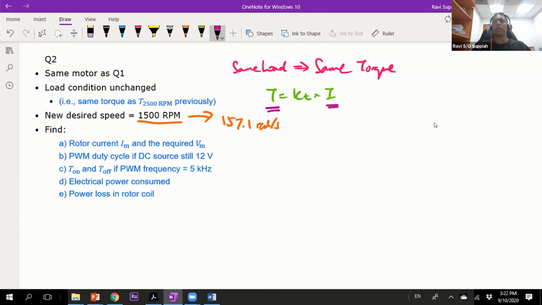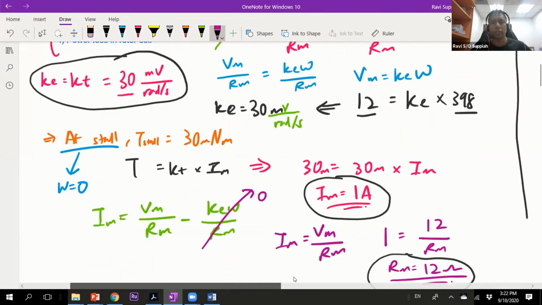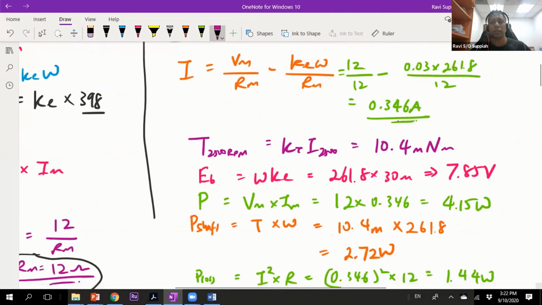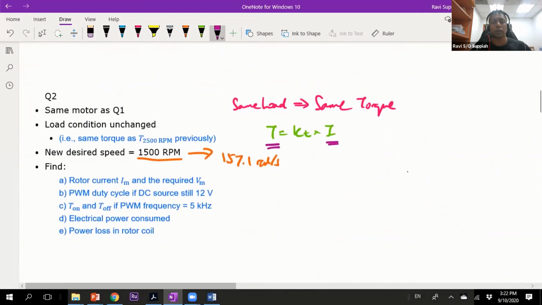Since the torque is the same, the current is the same. So what is the current from the previous question? The current is 0.346, so we can use the same current. Over here, the current is 0.346 ampere. That's the first thing.